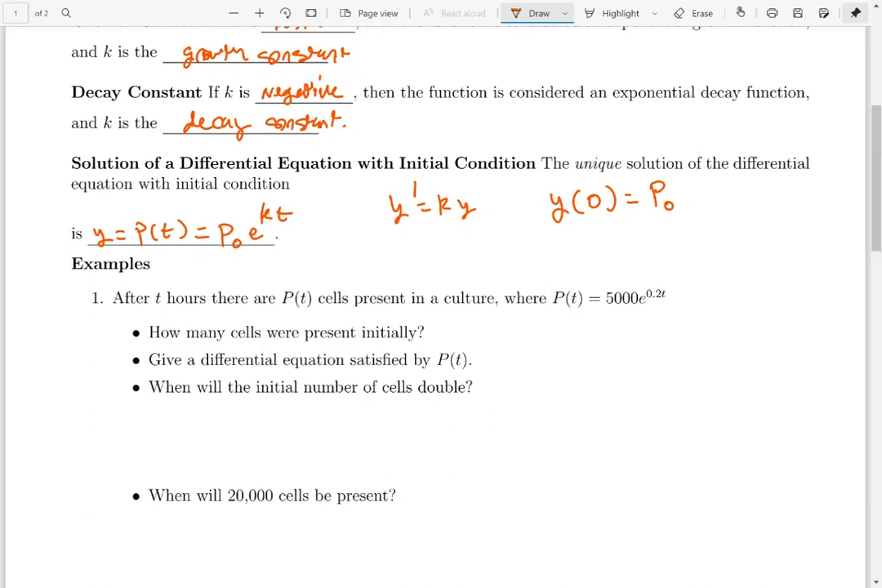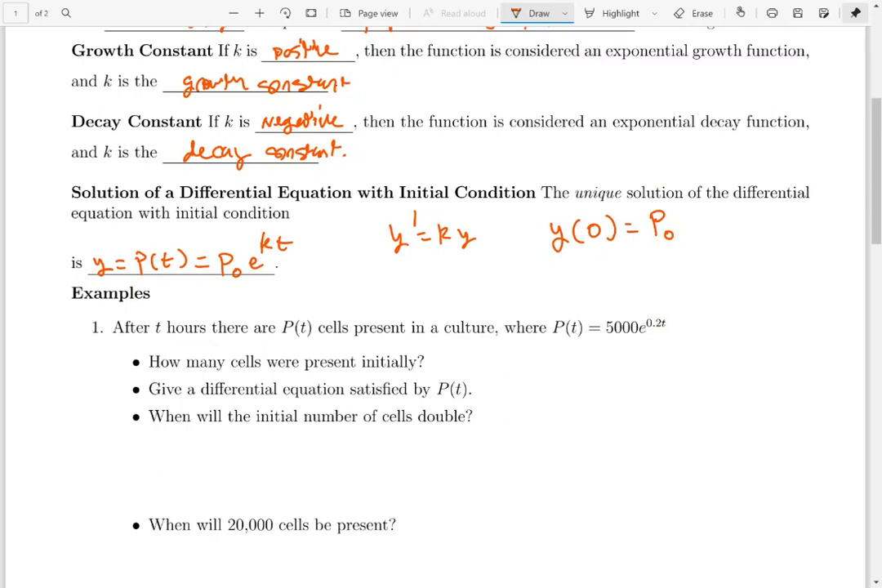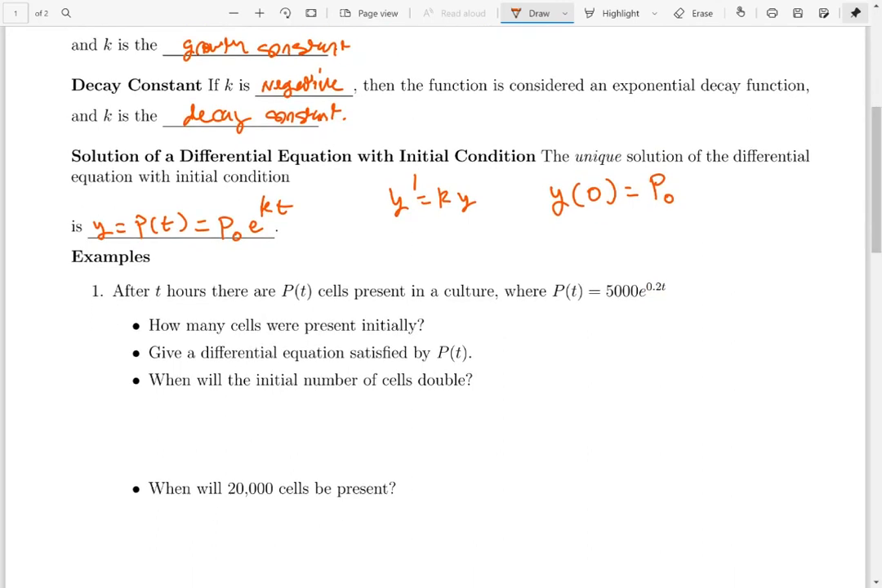Now, this is specifically one of these growth or decay functions, but let's actually address what it is. Notice that if you look at k, k is 0.2, it's positive. And if k is positive, then that means that we have a growth function, not a decay function. And so this is actually going to be an exponential growth function. Alright, so then let's ask some questions about this specific function.